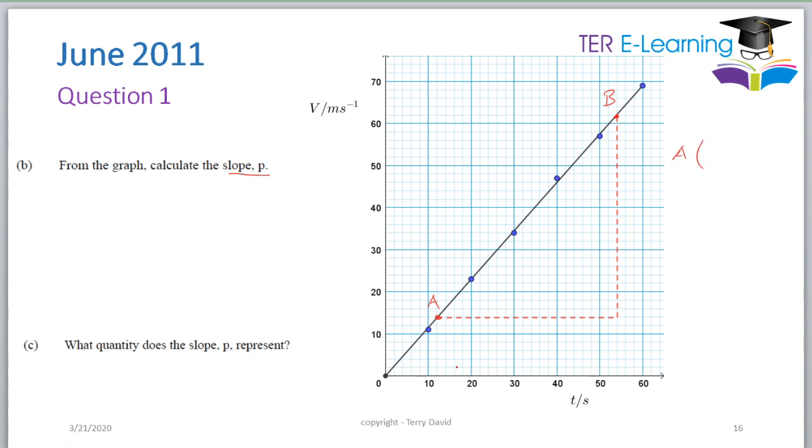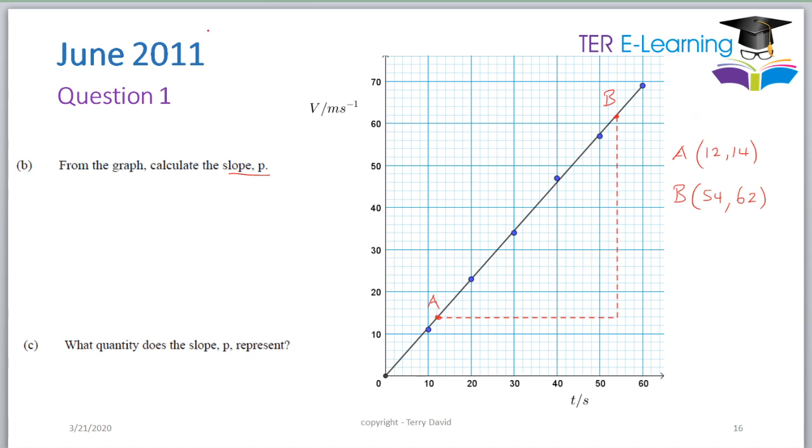So let's look at A. According to my scale, now remember you're going to have to plot the graph, this will be 10, 12. It's every 2, so the point A is 12, and this is 14. So A is 12, 14, and B is 54, 62, right? Obviously your A and your B are going to be different to what I have.